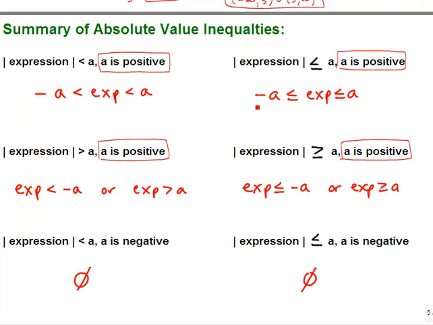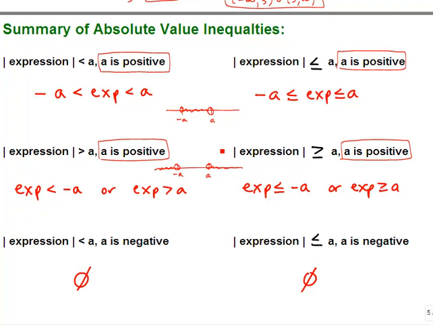If you have a positive number on the right-hand side, but you have a greater than or equal to symbol, then this is where you get the two tail pieces. So this is going to be the case where you have negative A and you want everything to the left, or positive A and you want everything to the right. Up above here was where we had negative A and positive A, and we wanted everything in between.